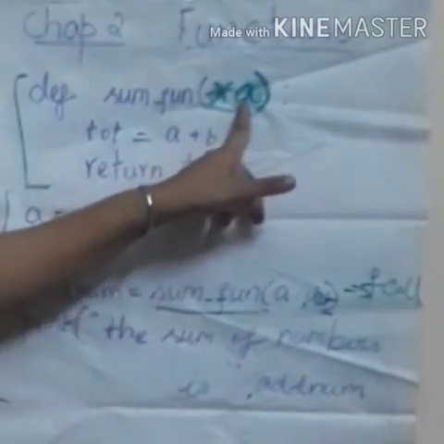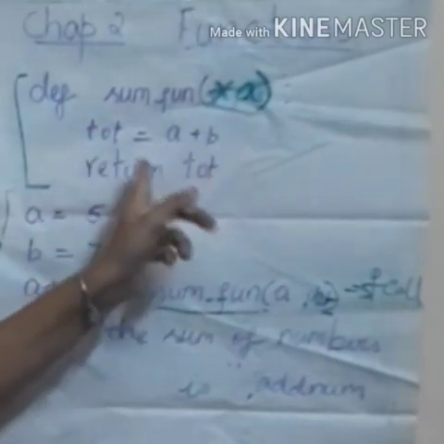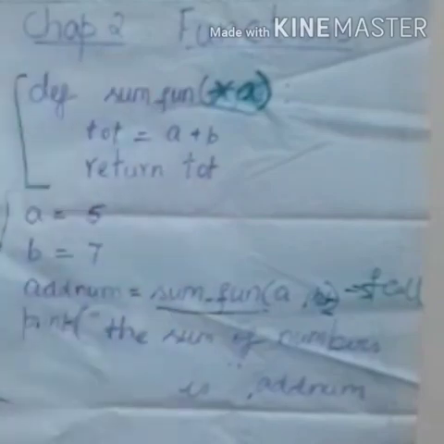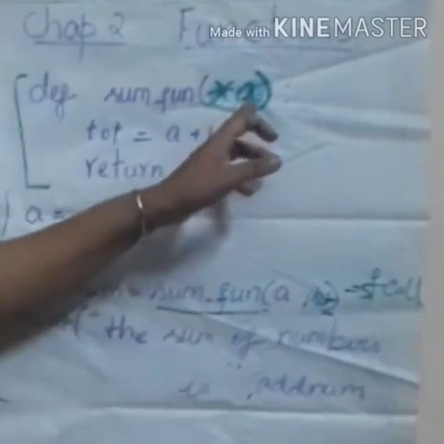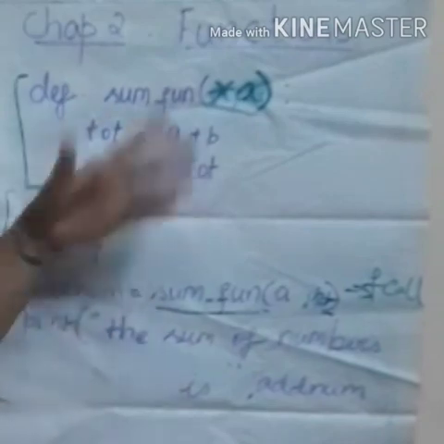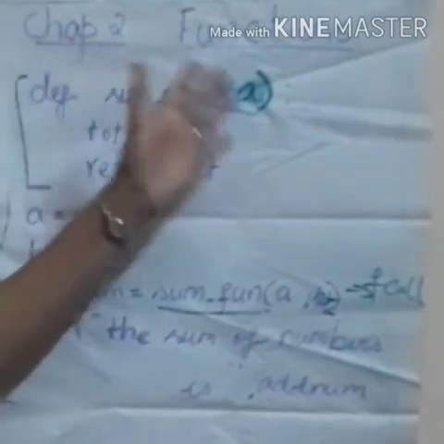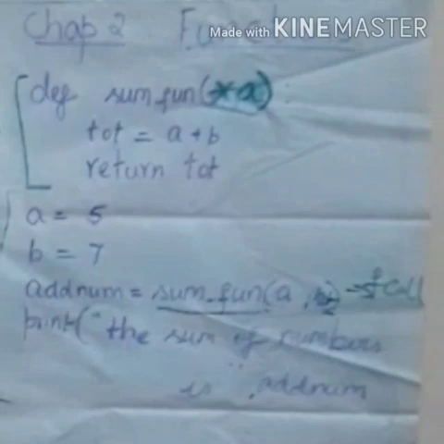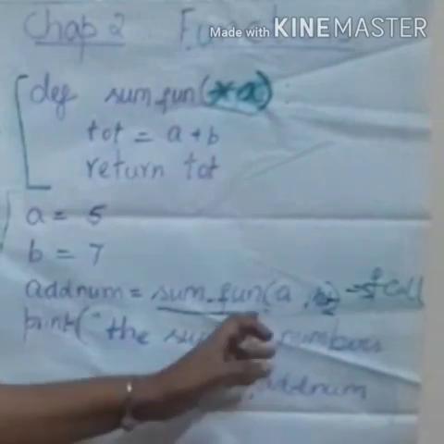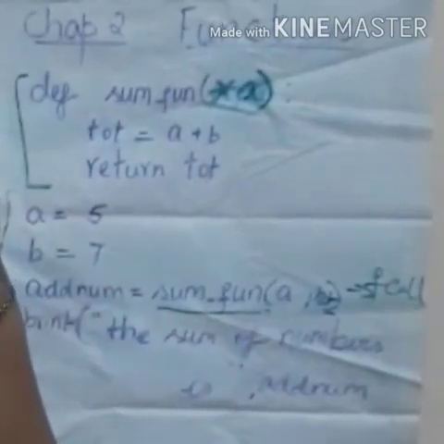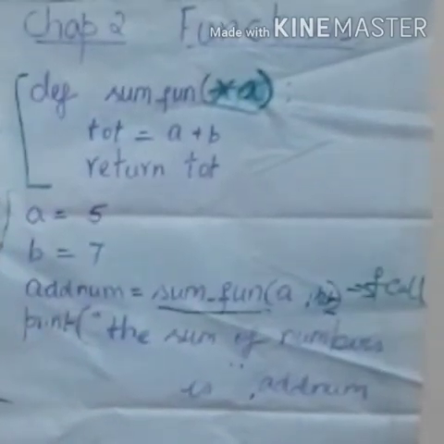Suppose if A is 3, that means 3 numbers are coming and you are calculating with 3 numbers. Suppose if A is 5, that means 5 numbers are coming and you have to work with those 5 numbers. So these were the 4 types of arguments. Once again I recall, first one is the positional argument, second one is the default argument, third one is the keyword argument, and fourth one is the variable length argument.